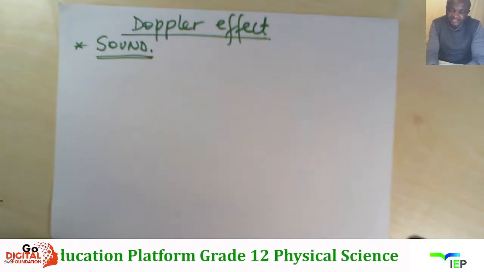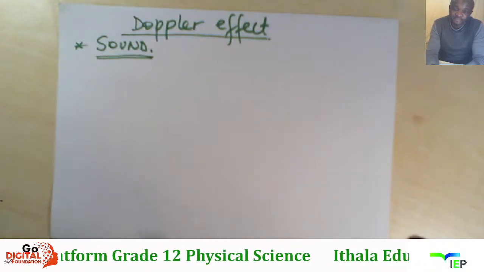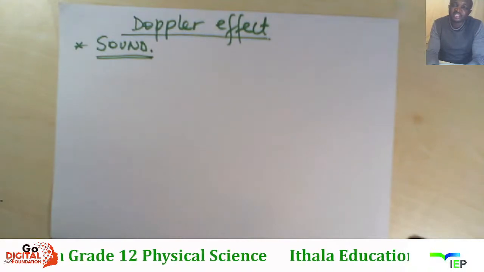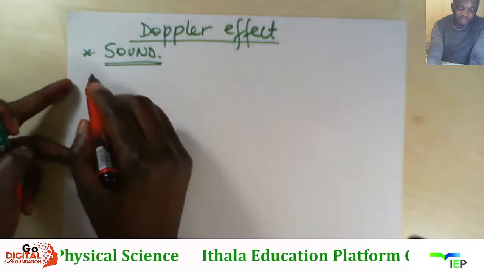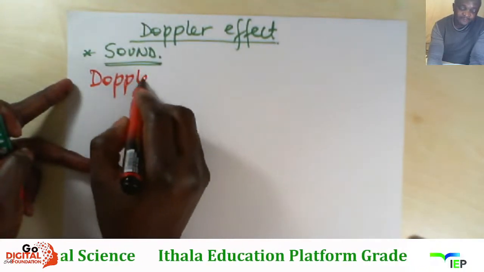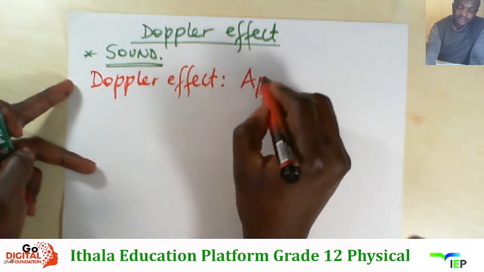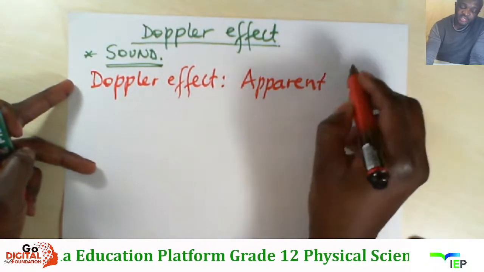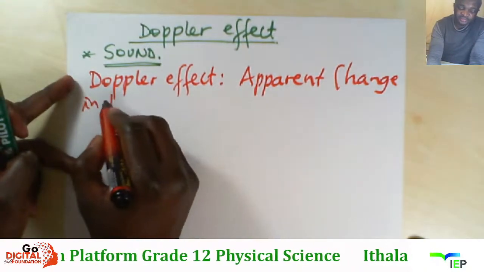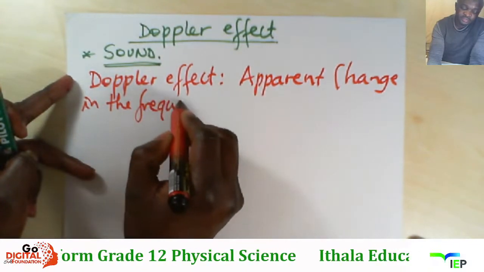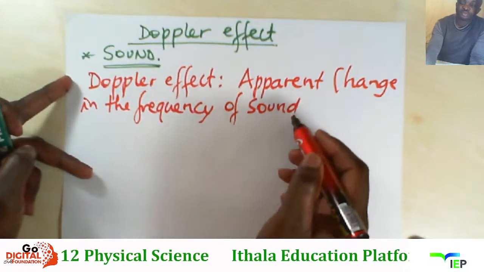But in reality i-sound wave did not increase in frequency, right? Ile nto soyibiza ngani nge-Doppler effect. Kako sithi i-Doppler effect is the apparent ngoba vele akushinji. So it is the apparent change in the frequency of sound, right? So loku kuzokunika 1 mark.